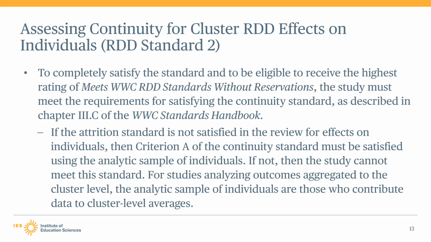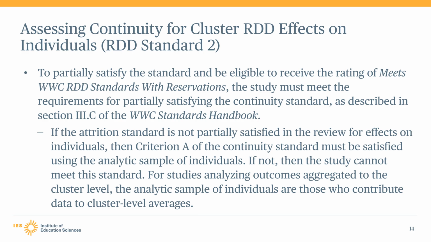When reviewing cluster RDDs for effects on individuals, for a study to completely satisfy the continuity standard, the study must meet requirements for satisfying the continuity standard as previously described in the earlier continuity module of this training. However, if the attrition standard is not satisfied in the review of effects on individuals, then criterion A of the continuity standard must be satisfied using the analytic sample of individuals who contributed data to the impact analysis. These requirements can be met using individual level or cluster level data.